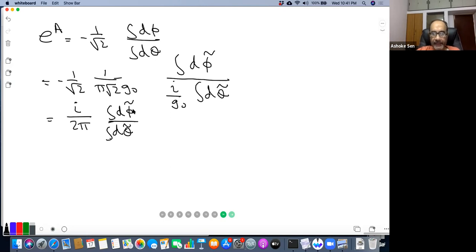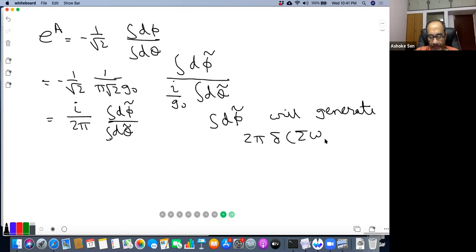And this phi tilde integral, the integration over the collective mode, is supposed to be done at the very end. As you said, the integration over the collective modes is done at the end of all other calculations. So this integral d phi tilde will generate eventually, after you put in the closed string 1-point functions, a 2 pi delta omega y factor.